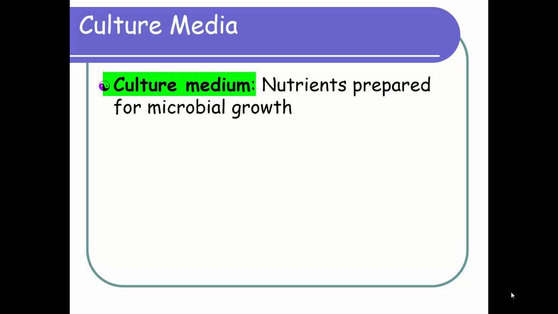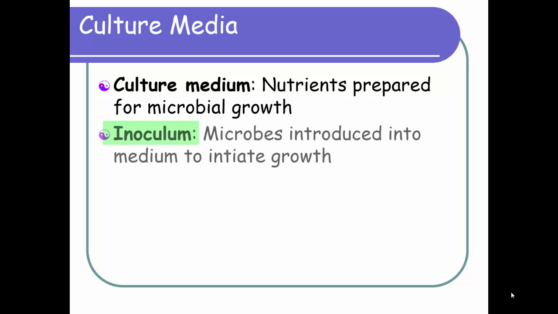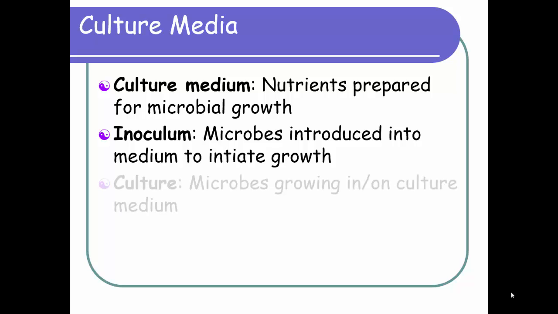Culture media provides nutrients prepared for microbial growth. And if you know the metabolism of your bacteria you're putting in there, you can put in the culture whatever the bacteria may need to grow well. The inoculum is the microbes introduced into a media that initiates the growth. So the small plastic tubes that I give you with bacteria are called inoculum tubes because they contain the inoculum.